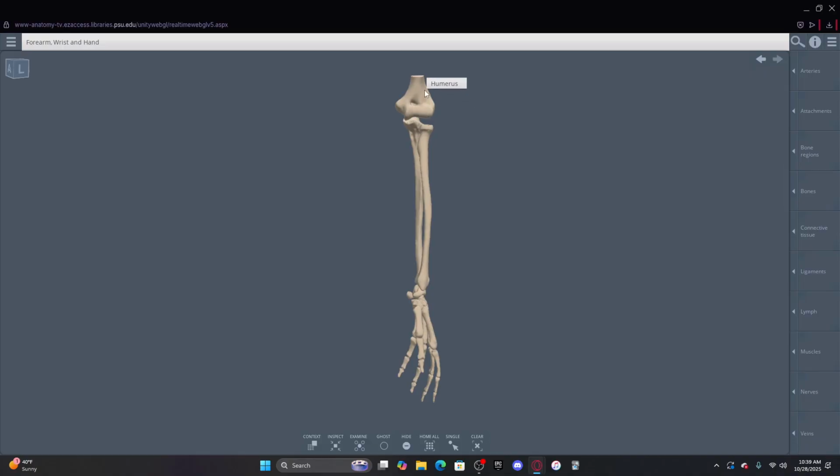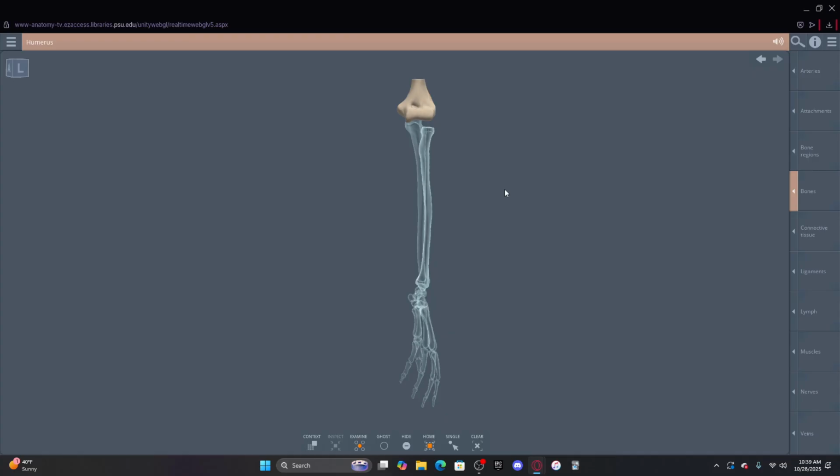Now we're going to be looking at the distal humerus, right? So our distal humerus has two structures that we want to highlight, right? The first of which being the trochlea and the capitulum. So the trochlea and the capitulum.